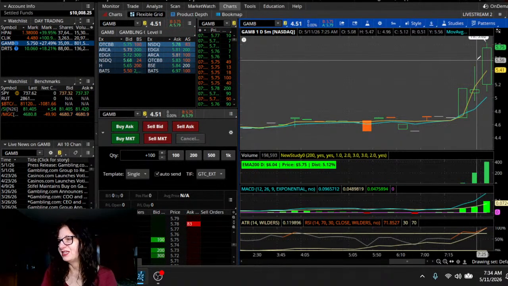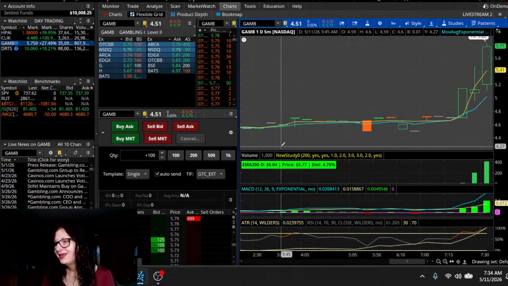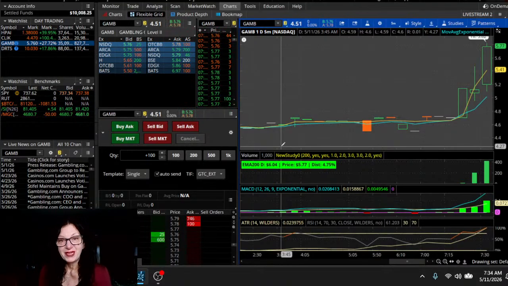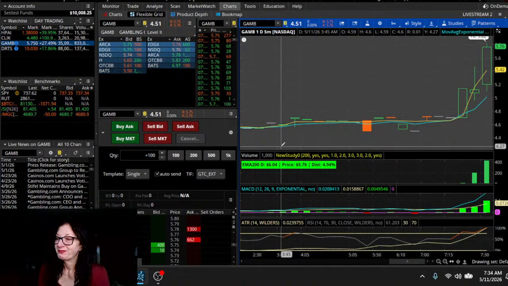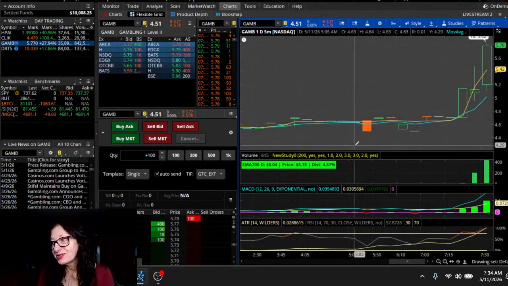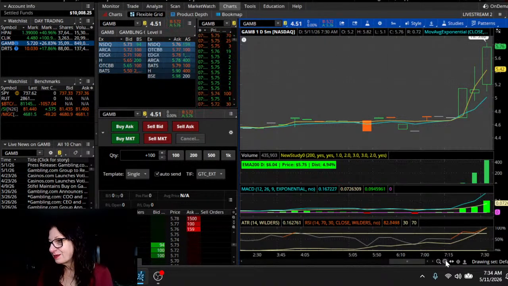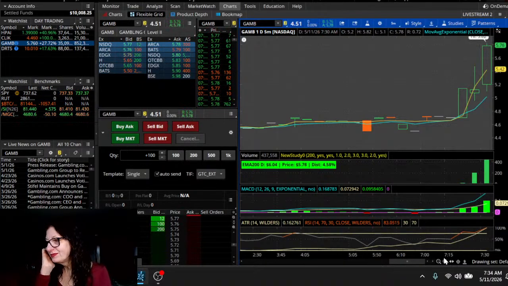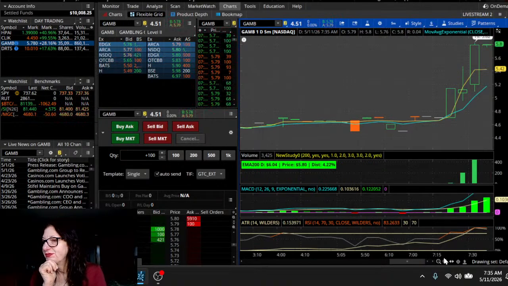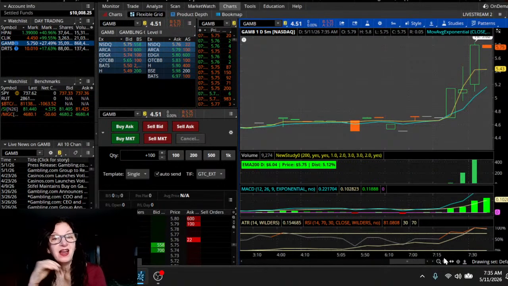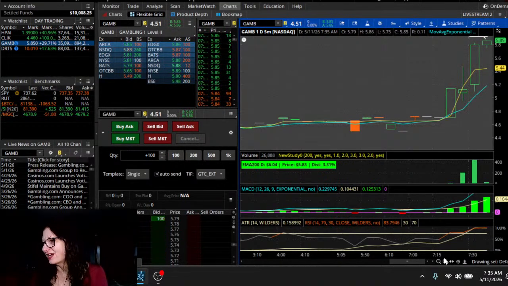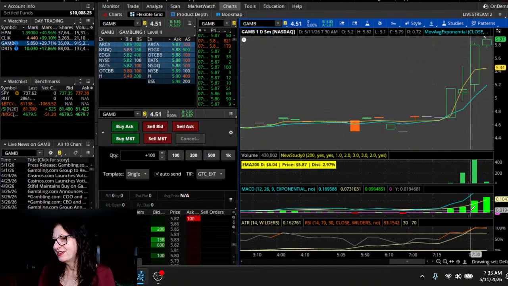Okay, GAMB is definitely moving up. But again, because it's easy to borrow, I'm going to be more hesitant to get in because I know there could be downward pressure from shorts. And I don't see news. But look at this. I'll wait. I want to see it develop some good price action before I consider getting in.